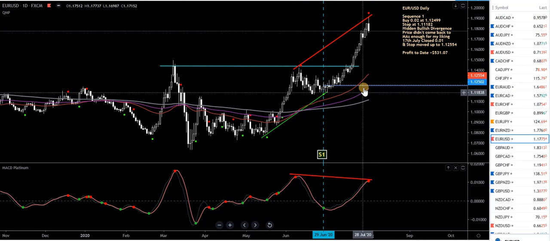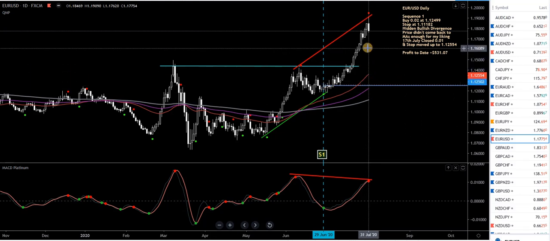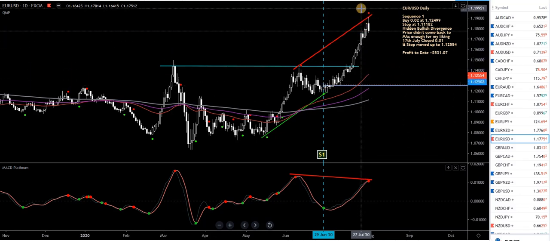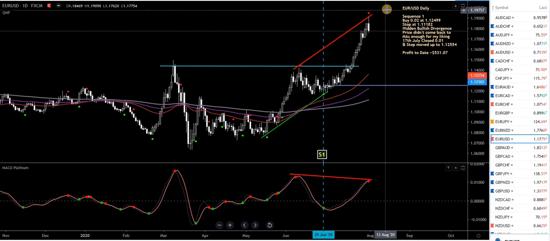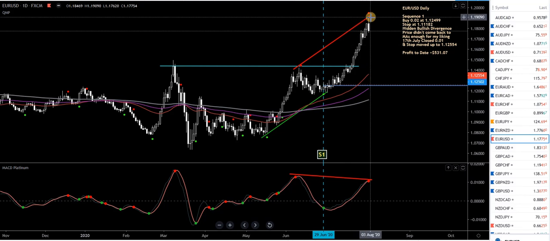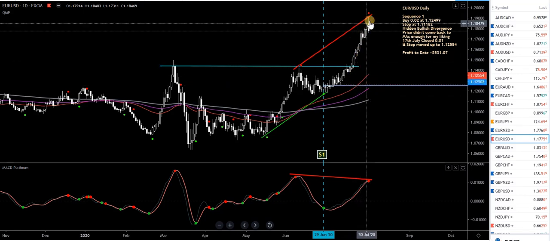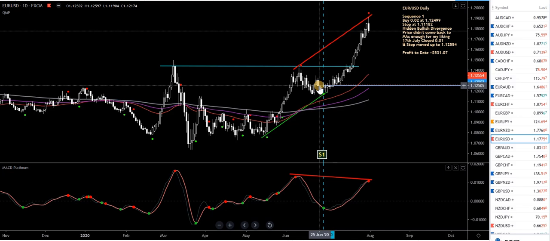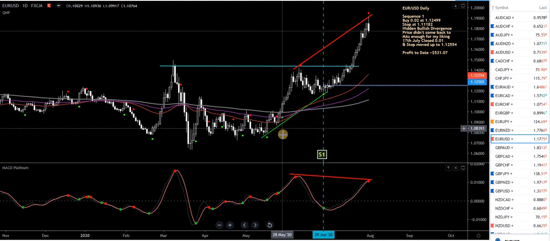A couple of reasons. One, I think we're up there. Price, we're up near 120. We're close to 120. I should probably draw a line in there. 1.2000, so it's a big number. We're getting close to that. We're a long way from the MAs. Price is a long way from the MA, so we're at an extreme.